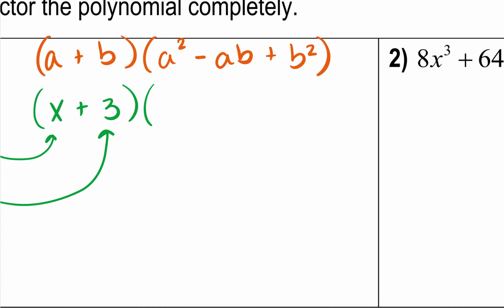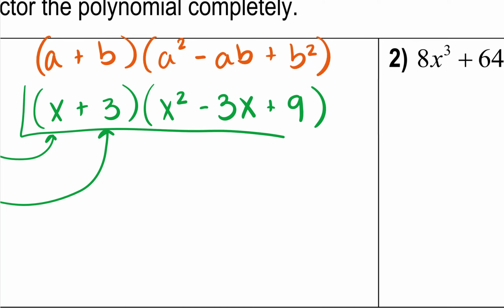So again, the way I remember this is I square the first one, I multiply both, and square the second one. So a squared, x squared is just x squared. Minus, so I multiply both, x times 3 is 3x, plus, and then I square the second one. 3 squared is 9. So again, I square, I multiply, and I square. And that is my answer.